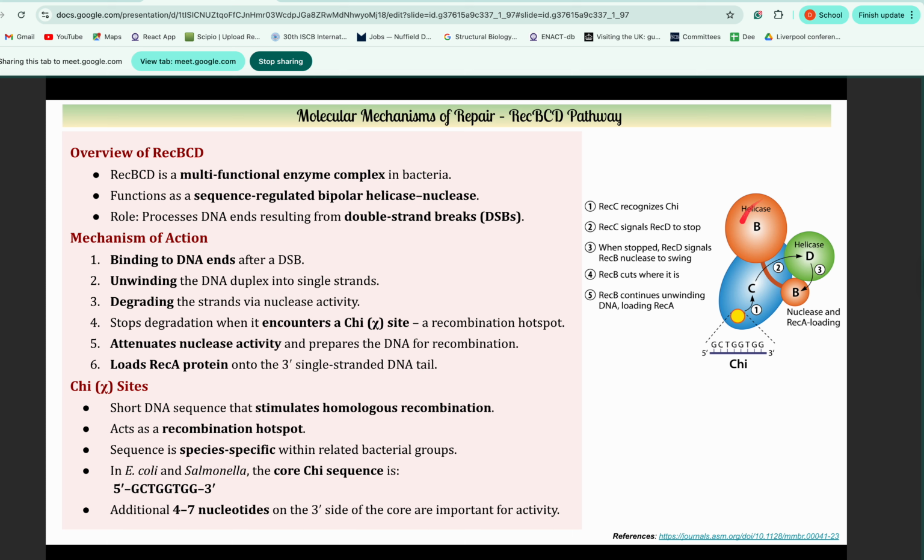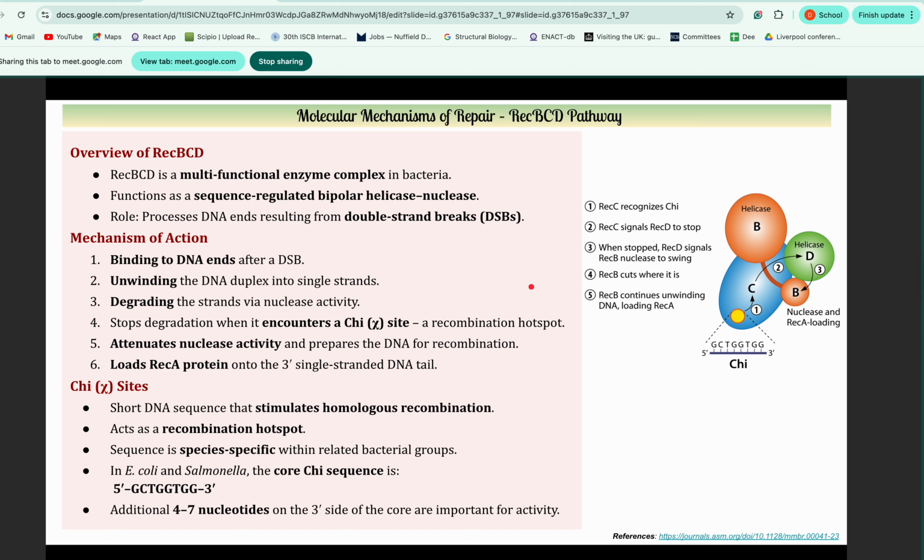In this case, RecB has helicase activity, nuclease, and RecA loading activity. RecD also has helicase activity, and RecC is the region which has the site that can bind to the Chi site. So first of all, RecC recognizes the Chi site, which is this sequence, and then RecC will send the signal to RecD. It will tell RecD to stop, and when stopped, RecD signals the RecB nuclease to swing. Then RecB will move towards this end and cut where it is. So RecB continues the unwinding of DNA, and ultimately it will load RecA.